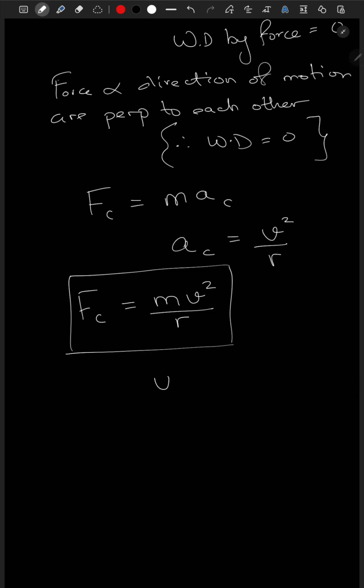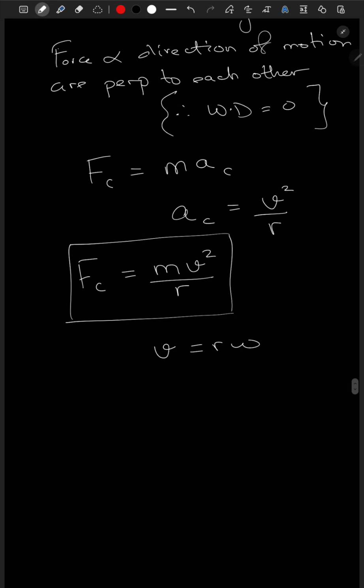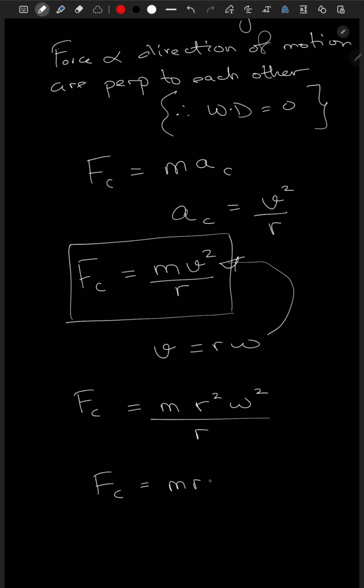And we also know that the velocity is r omega, where omega is the angular speed. So if we substitute the velocity in this equation, it will give you m times r squared omega squared divided by r. And this is just m r omega squared. This is another formula for the centripetal force.